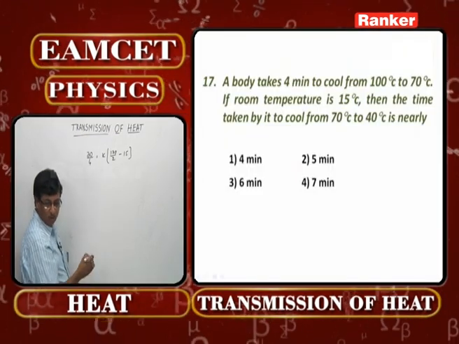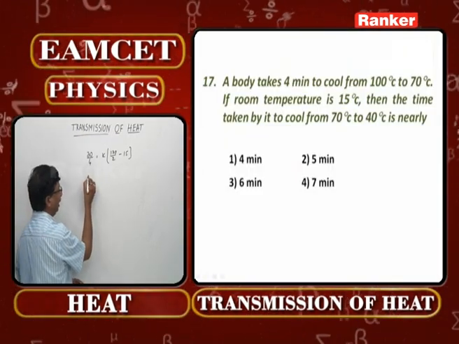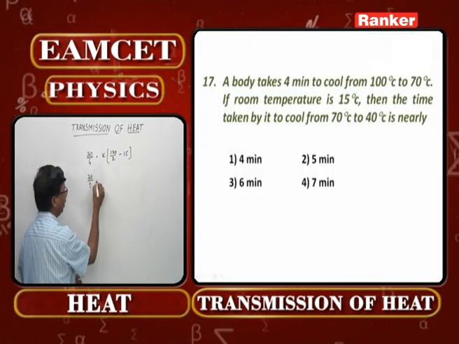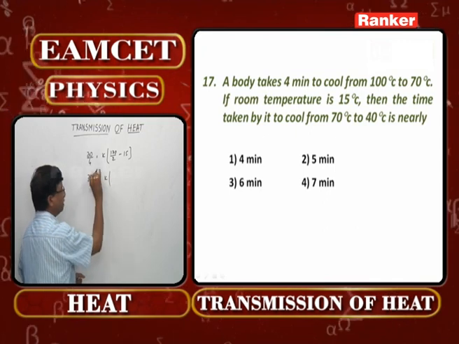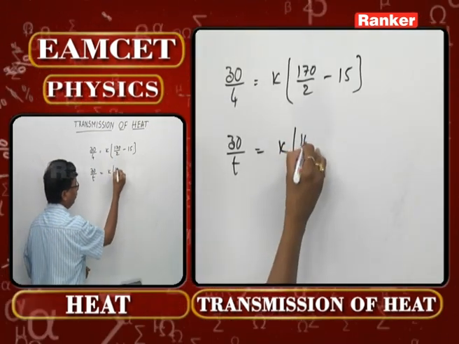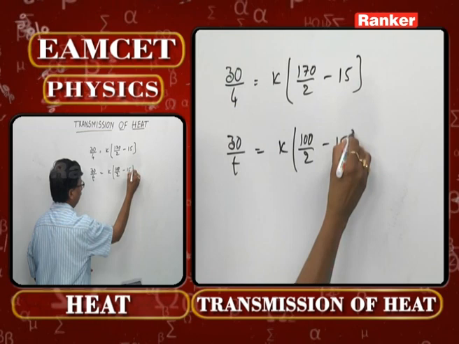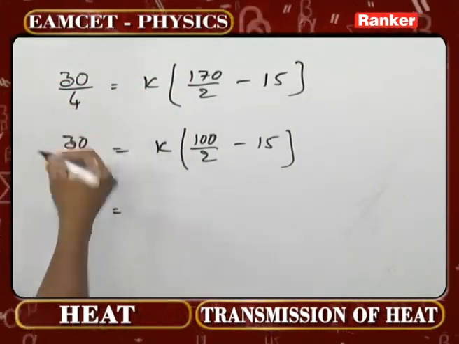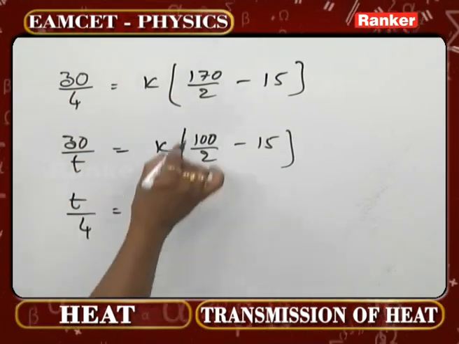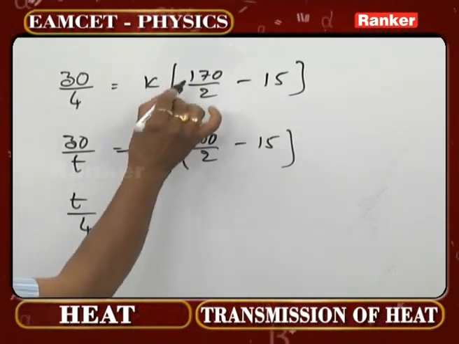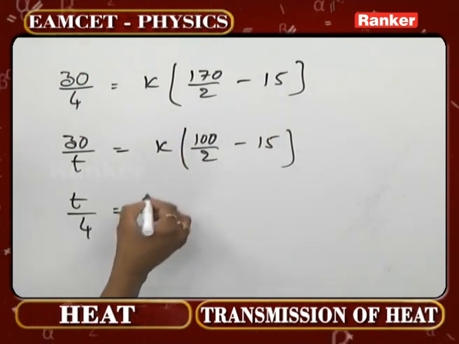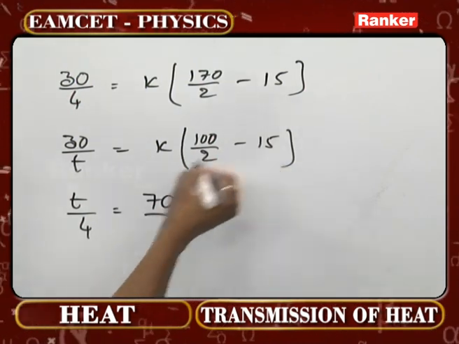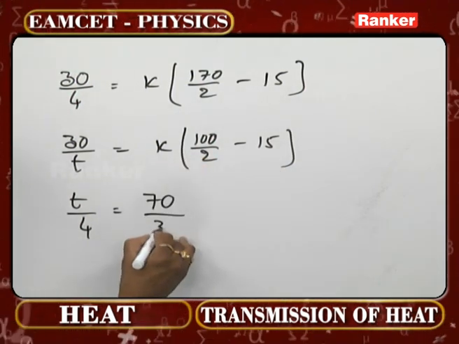Second equation, what is the thing? 70 to 40. Again the difference is 30, by what is the time taken we just want? T is equal to K into (70 plus 30) by 2, 100 by 2, right? Minus 15. Simplify this one directly. 30 goes off. T by 4 you will be getting. This by this, K gets cancelled. 170 by 2 is going to be 85. 85 minus 15, it's going to be 70, divided by 50 minus 15, right? It's going to be 35.